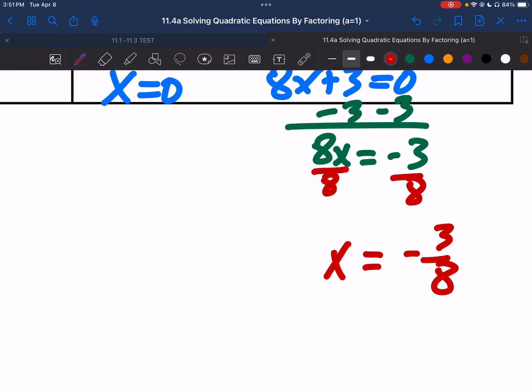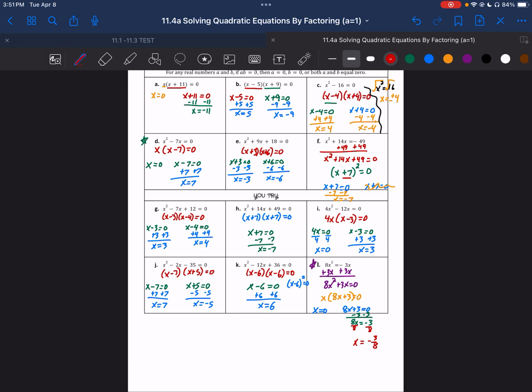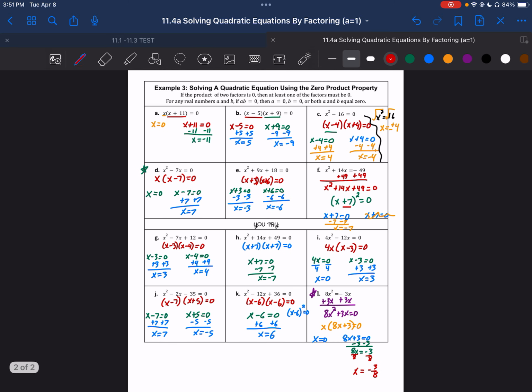Okay, so that is our notes for today. That is the end of lesson 11.4a, solving by factoring with a equals 1. We will certainly be looking at more advanced factoring tomorrow, but right now, this is just where we're at. We're just focusing on a terms of 1 and using the zero product property.